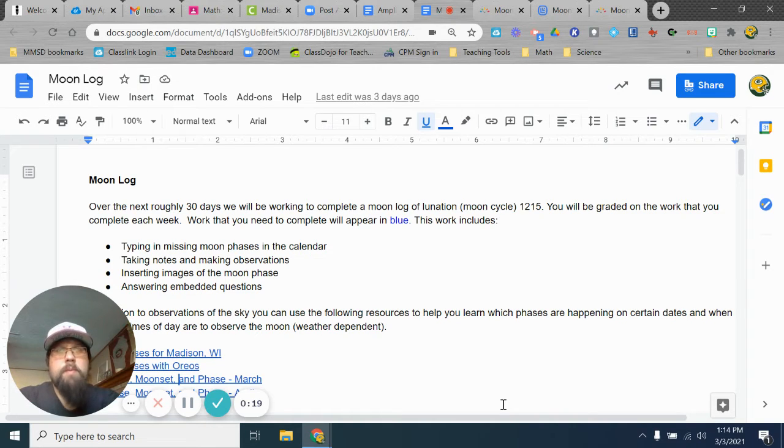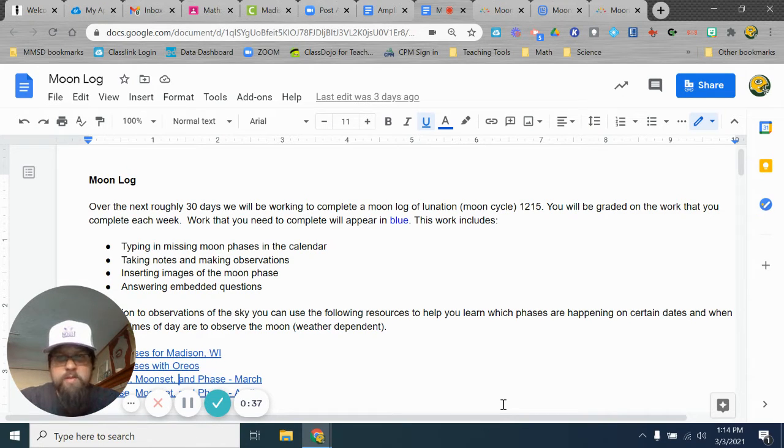Okay, when we began this unit, we talked about the importance of science not just living in the slides or living on the worksheets, but actually being something that you interact with in real life. The moon is one of those things where it's there if you take the time to look and observe.